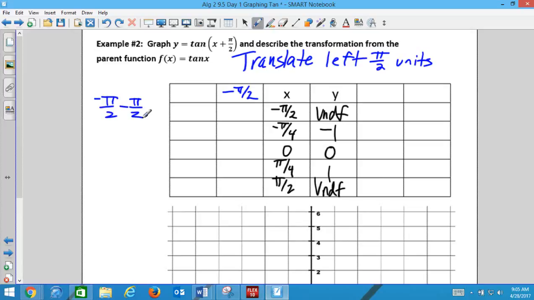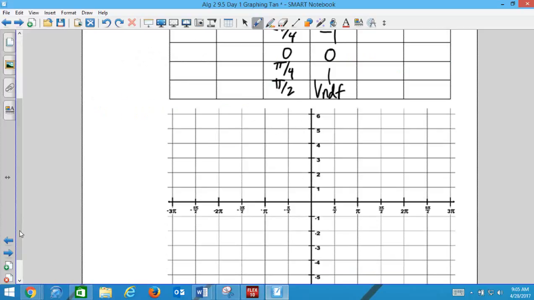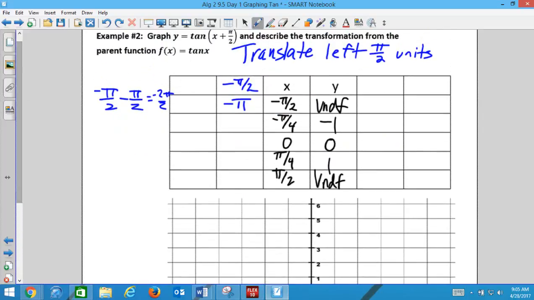What does that give me? Negative 2 pi over 2, which is negative pi. You don't have to write the work if you could figure it out yourself, that if I start at negative pi over 2 and I go pi over 2 more, it's at negative pi. You could look at the picture and see that too. You don't have to write the work.